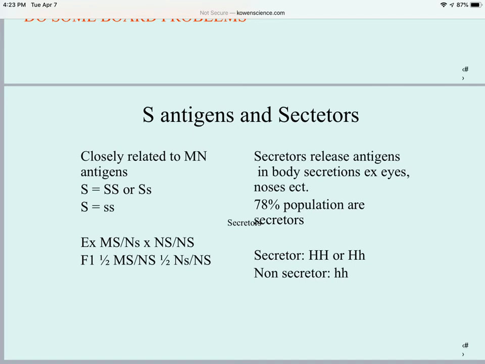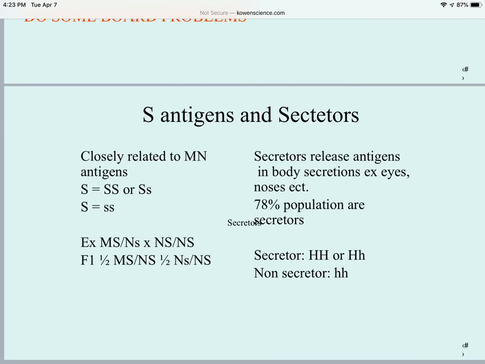So a couple of other genetic traits associated with blood are the S antigen. Now the S antigen is very closely related to the MN. So an S person can be SS, or they can be big S little s. They can be little s. So I kind of got this. This is how we would write that down, showing this individual is MN, big S, little s, crossed with NN, big S. And so you would have to work this out like a dihybrid problem.